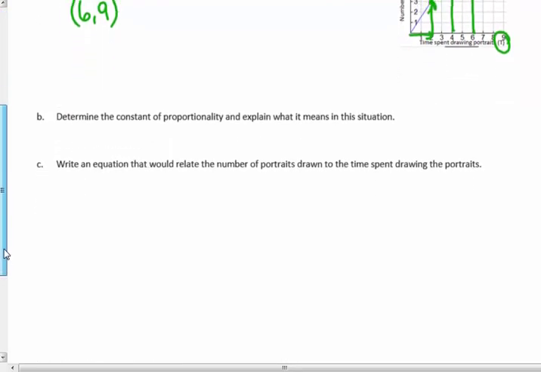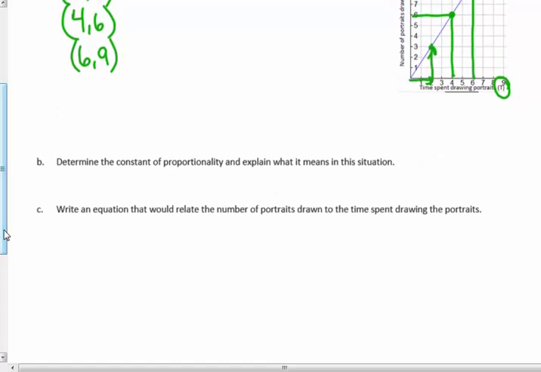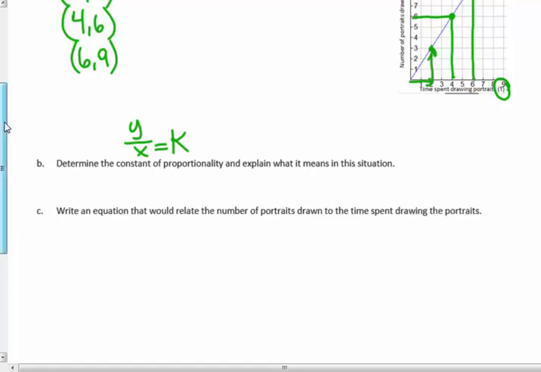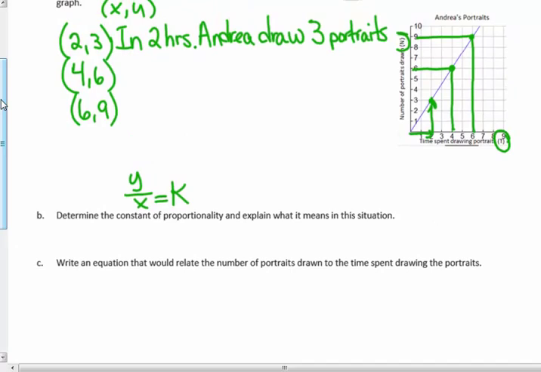Part B, determine the constant of proportionality and explain what it means in this situation. Well, the constant of proportionality is y over x equals the constant of proportionality, okay? Now I've got to do it in the opposite of ordered pairs and put the y on the top, the number of portraits. Determine the constant of proportionality. Well, I could take these 3 points and figure it out. 3 over 2, 3 divided by 2, oh, that's 1.5.